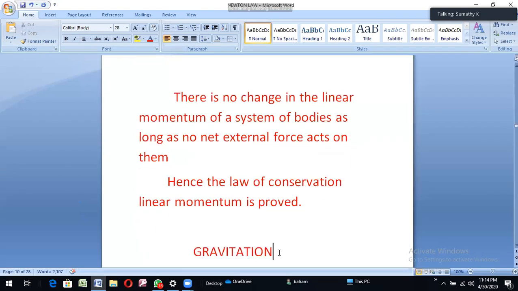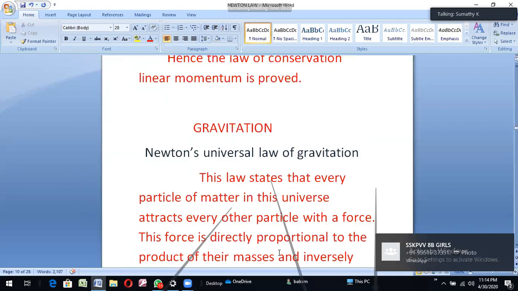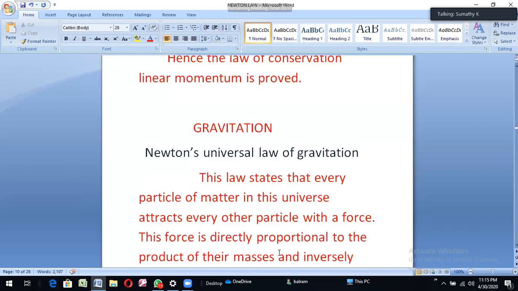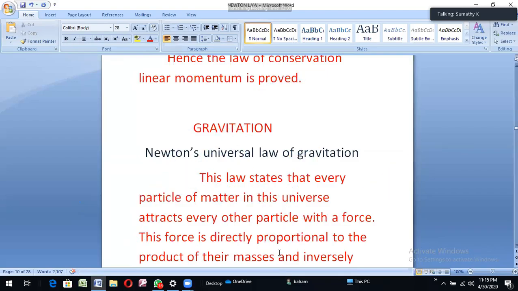Next, gravitation, the universal law of gravitation. Last session only we saw that. So many things on the earth, all the things are attracted towards the earth. We know that this is due to the gravitational force, acceleration due to gravity. And also another thing, each and every particle attracts one another. That is the universal law of gravitation.